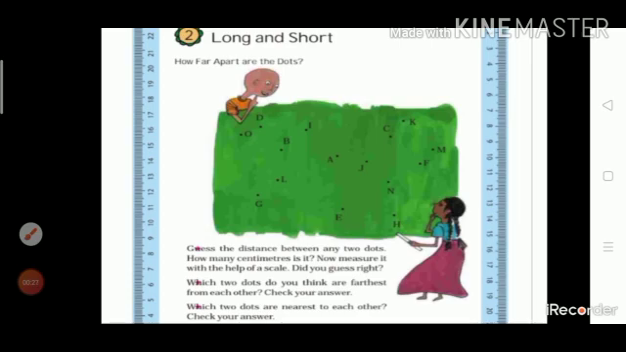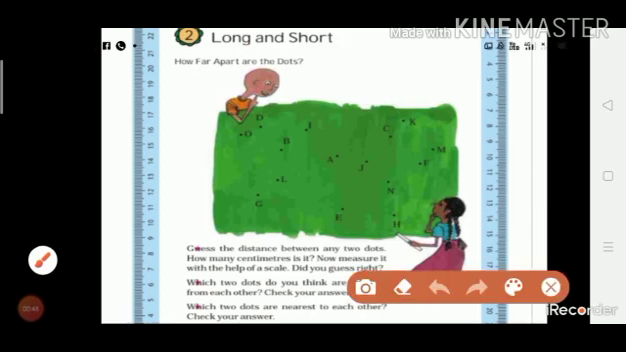Why do we use the unit centimeter here? Because the dots are given near to each other. Now measure it with the help of a scale, because on the scale centimeter units are there. First I will take the example of the dots A and J. First I will join these two dots with the help of a scale and pencil. After joining the dots, you have to measure it with the scale.